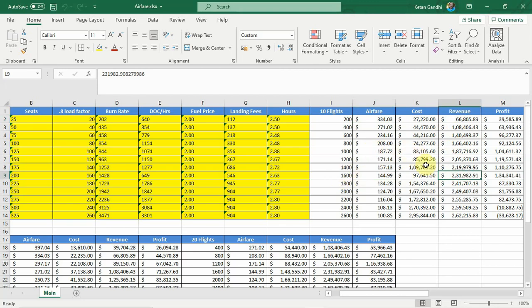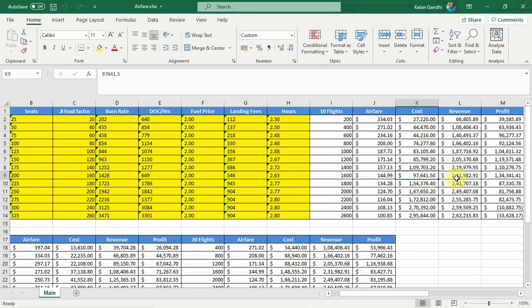Now we'll look at the cost. What's the cost of flying this particular aircraft with the number of passengers, taking the number of flights into consideration? 10 flights will be taken per day, the daily frequency. So cost is equal to number of flights times landing fees plus the number of hours flown times direct operating cost, plus the burn rate times the fuel price. So here is the cost, 976,415.